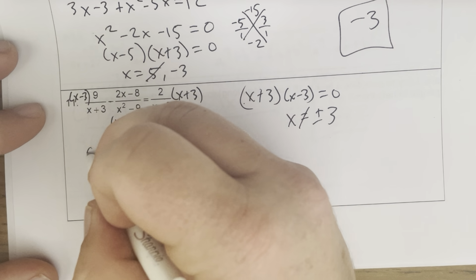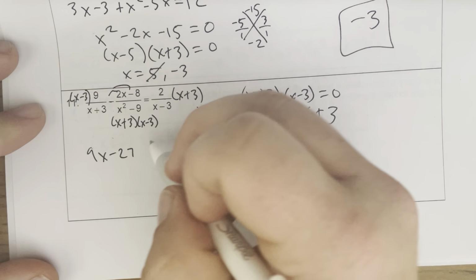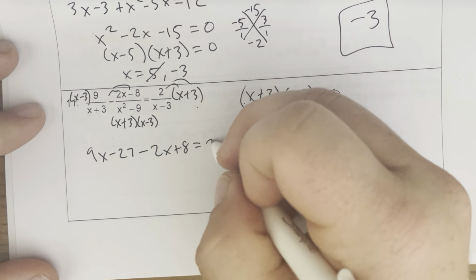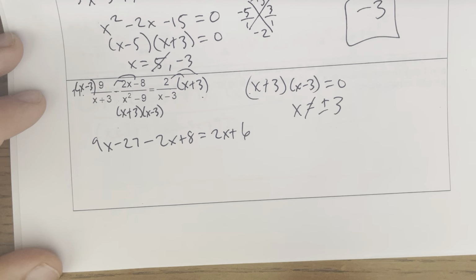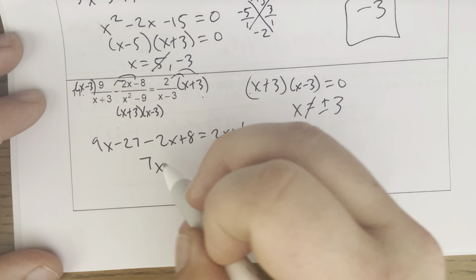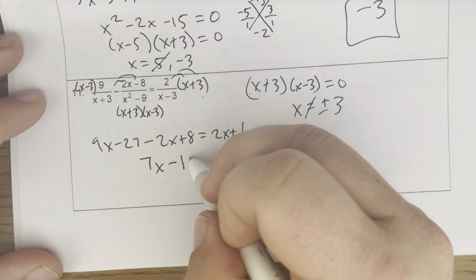And so we'll distribute 9x minus 27. This is a subtraction problem, so we're going to change the signs. And then we'll distribute my 2 to get the 2x plus 6. There's no x squared, so we just want x's on one side, non-x's on the other. I'll go ahead and combine like terms first. So 9x minus 2x is 7x. Negative 27 plus 8 is going to be a negative 19.